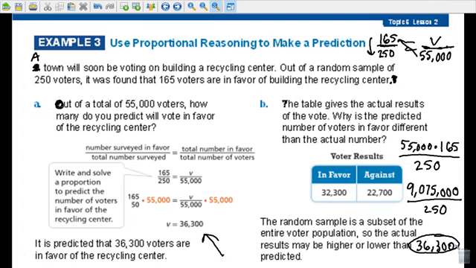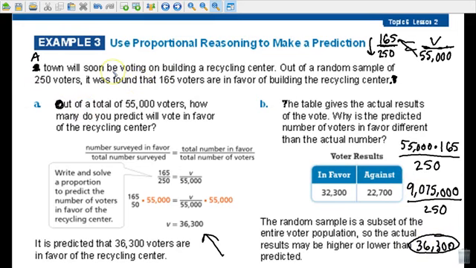But now I'm going to check part B. The table gives the actual results of the vote. Why is the predicted number of voters in favor different than the actual number? So class, when there are sample sizes involved, there's no way we're going to get the actual vote. This is just an estimate. It is our guess. You can call it a guesstimate if you would like. So this is our guesstimate using a sample.